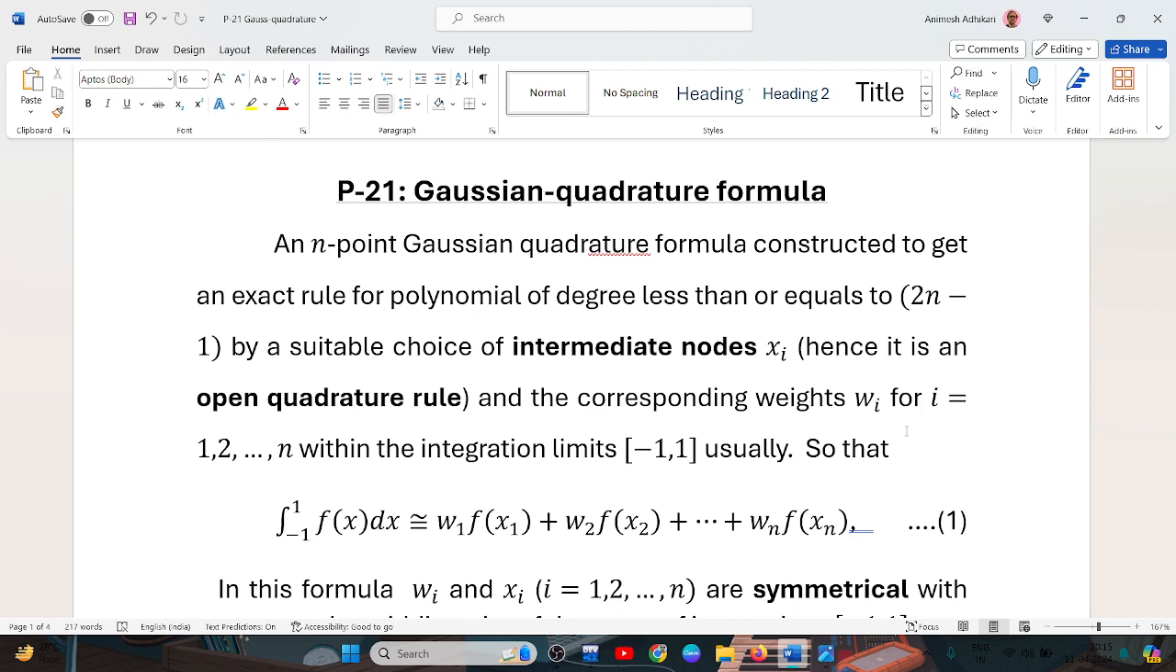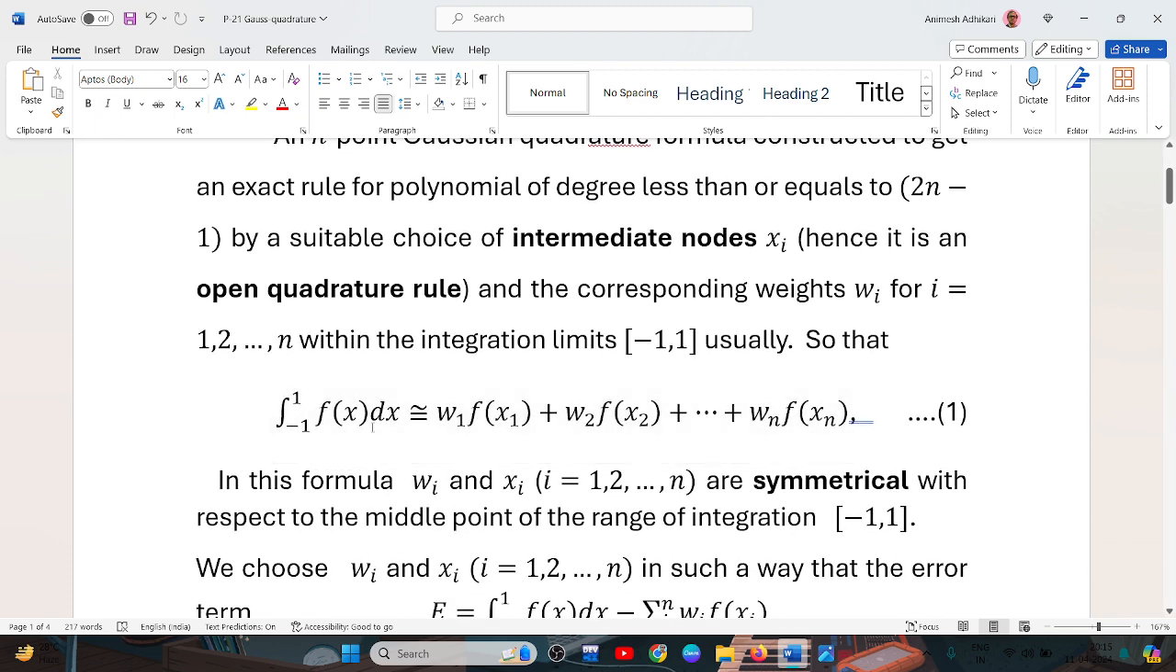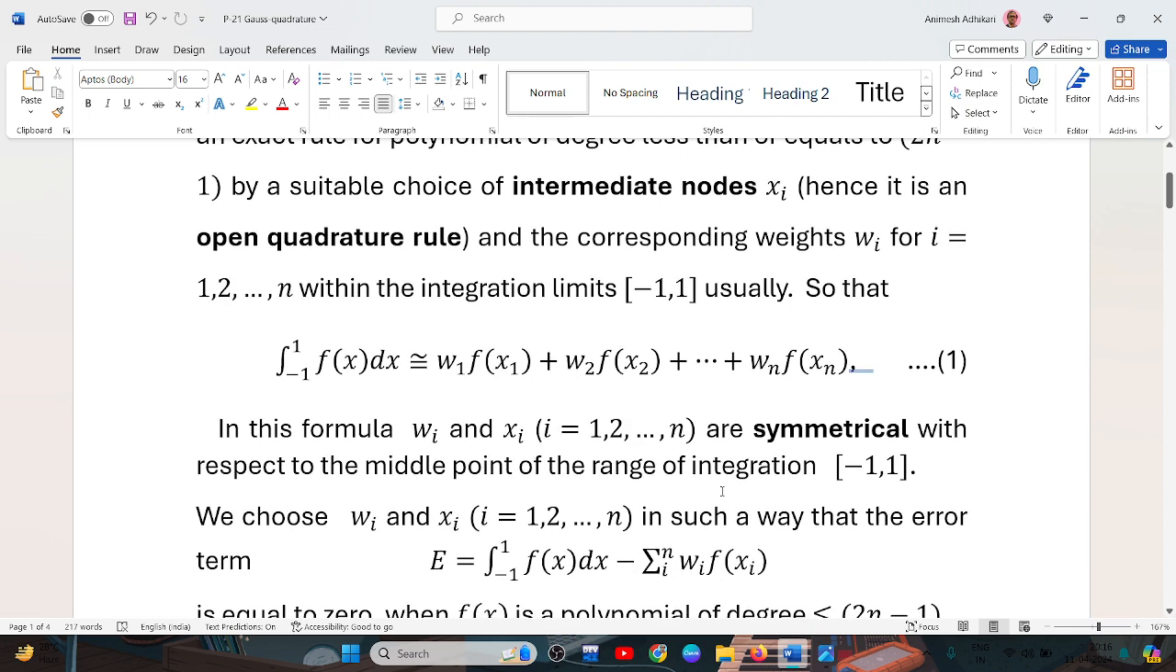And the corresponding weights wi for i equal to 1, 2, ..., n, within the integration limits minus 1 to 1 usually. So, integration from minus 1 to 1 of f(x) dx is approximately equal to w1 f(x1) plus w2 f(x2) plus ... plus wn f(xn). In this formula, wi and xi, i equal to 1 to n, are symmetrical with respect to the middle point of the range of integration minus 1 to 1.